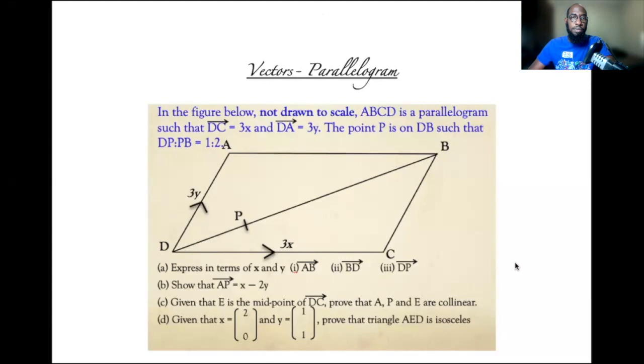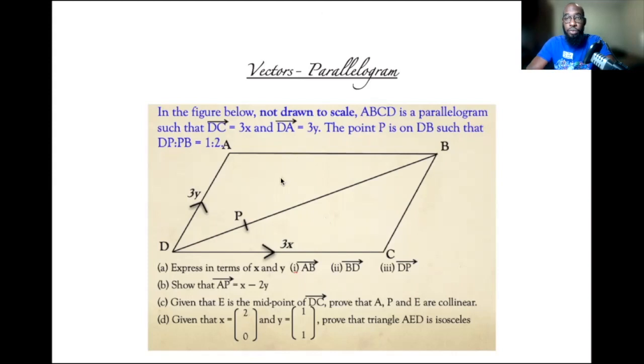Vectors question, we are going to look at the parallelogram. In the figure below, not drawn to scale, ABCD is a parallelogram such that DC is 3x, DA is 3y, and the point P is on DB such that the ratio DP to PB is 1 to 2. The information above just tells you what's happening in this parallelogram below.